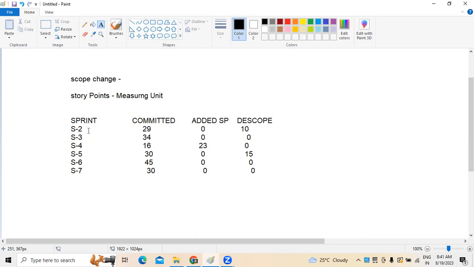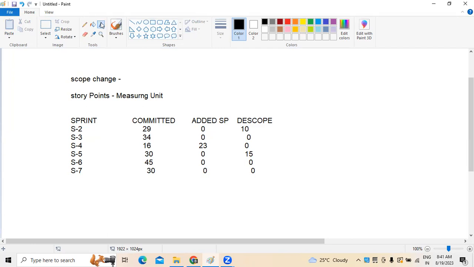Because that is the parameter. Unless you have finished one sprint, we don't know that. So hence I have taken the second sprint as a parameter. Second sprint, third, fourth, fifth, sixth, seventh, and so on, right? So committed story points. Next, added story points. Next, we call it D-scope, like removed story points.